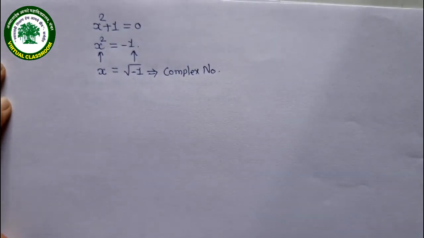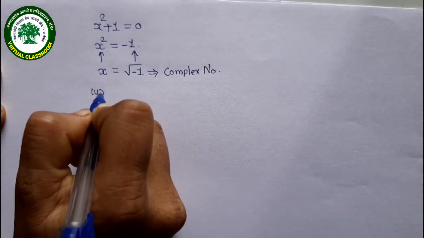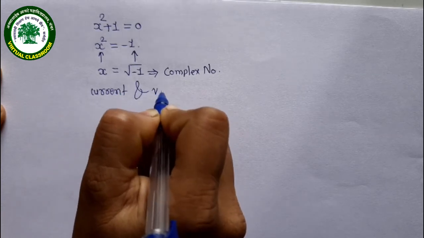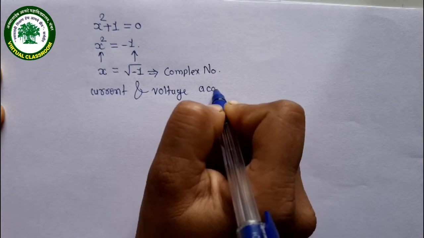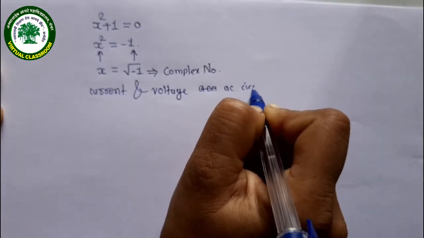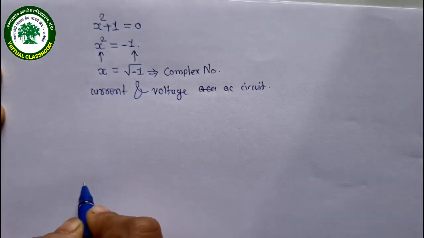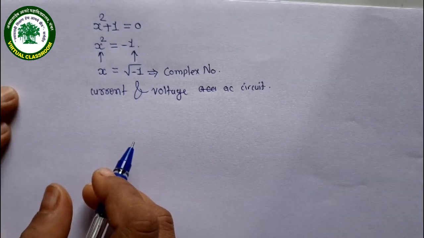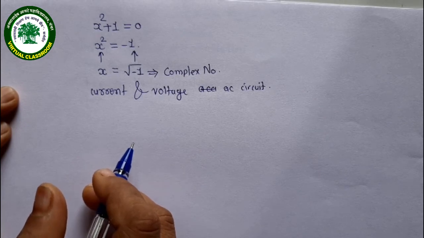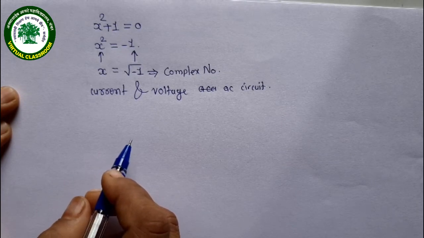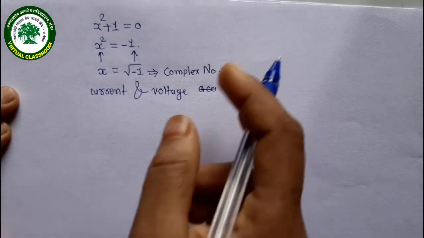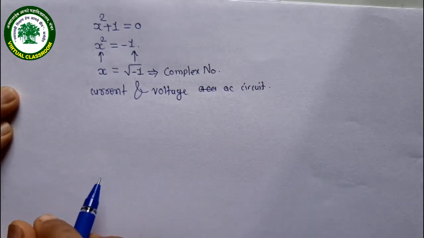Not only for this, but when we are dealing with the variation of current and voltage in an AC circuit, then also these complex numbers are helpful. When we are trying to obtain an expression for the intensity of the transmitted beam from a plane diffraction grating, then also these complex numbers are very useful.